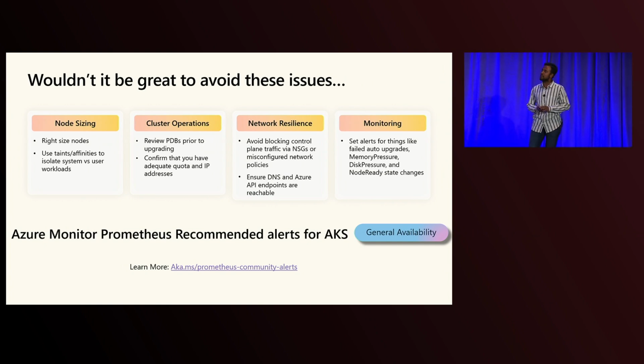So here are some best practices I specifically want to call out. It's important to have the right sizing of your nodes. Make sure your cluster operations are good, which is setting the right PDBs. Make sure your network is resilient, and also, most importantly, configure monitoring for all of these things.